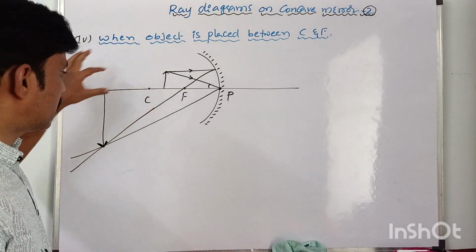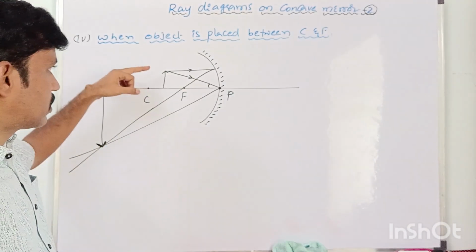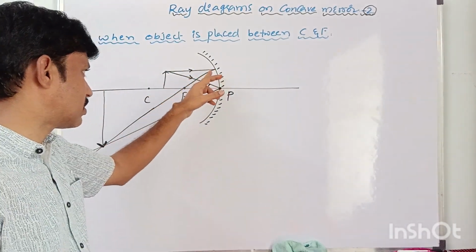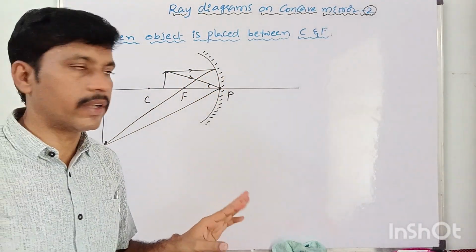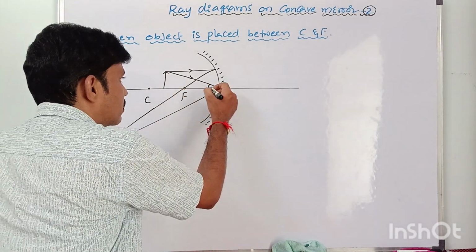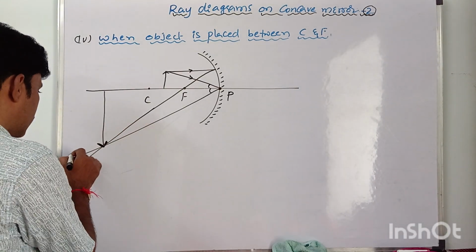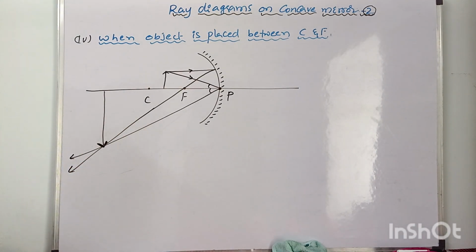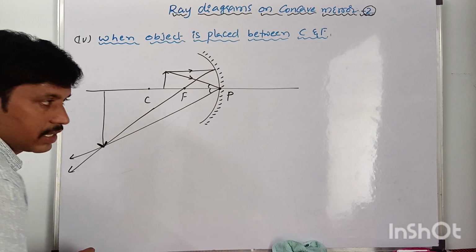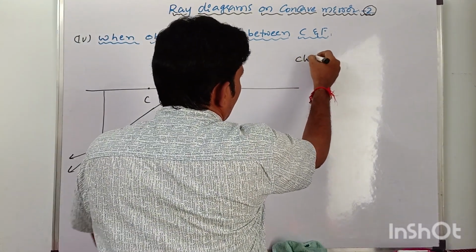So this is the object, and this is the image. The first ray should be parallel to the principal axis, and after reflection it passes through the focus point. The second ray, incident at the pole, makes some angle, and with that same angle the light is reflected back like this. So these two reflected rays meet at one point, and there the image is formed. Clear? Understood? Right.